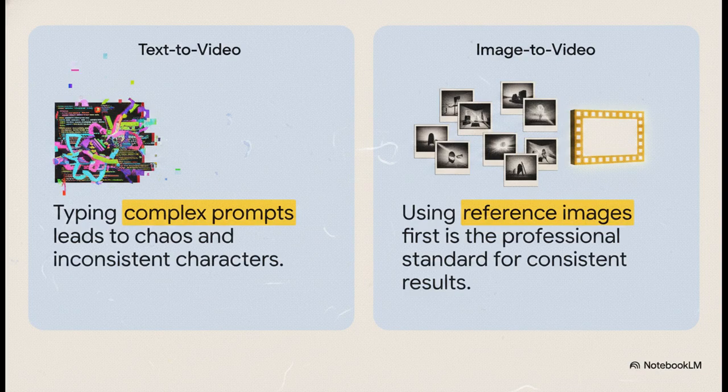The old method, text to video, relies on typing those huge, paragraphs-long prompts, and you just end up with chaos. Missing details, characters that wildly morph from frame to frame. It's a nightmare. But the professional standard is image to video. You start by generating really high-quality reference images first. You lock in your details early, which gives you beautifully consistent, predictable results.